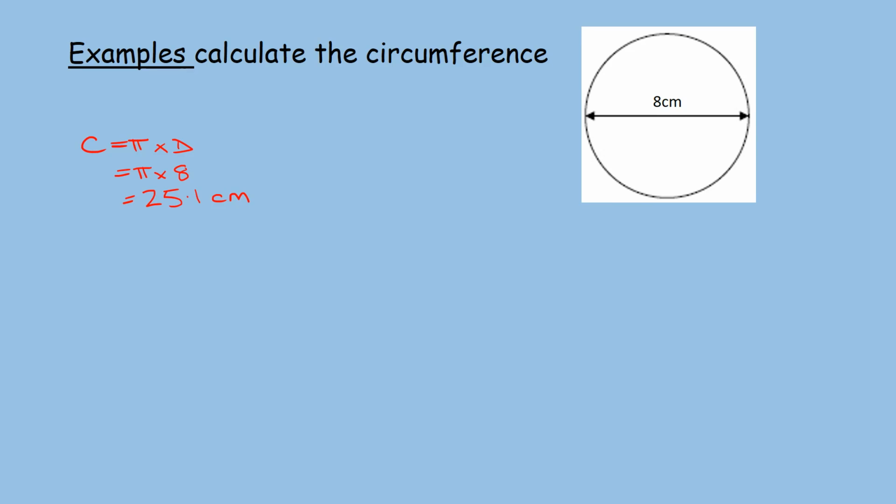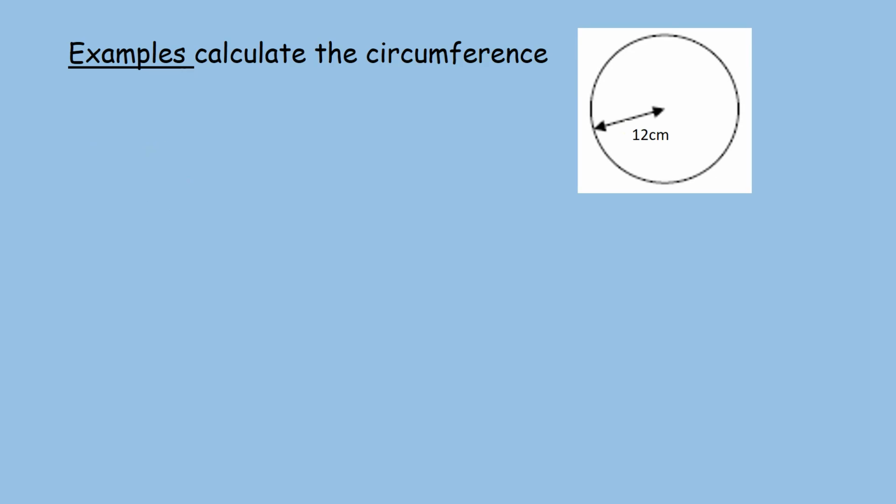So let's look at our last example now. So here we've been given a radius. So this is a line from the center to the side of the circle. So this is half the size of the diameter. So all we need to do is multiply it by 2.